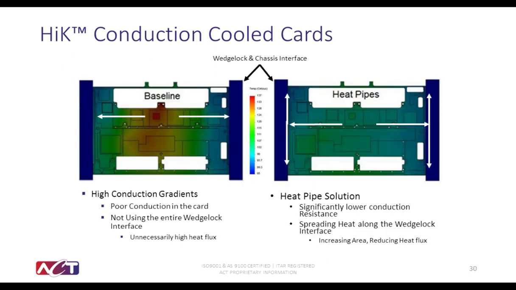This is a thermal model. We can see the benefits of applying heat pipes compared to the baseline thermal model. The baseline model has a high conduction gradient and does not utilize the entire card edge, whereas the heat pipe solution increases the area and reduces the heat flux, while also significantly lowering the conduction resistance.